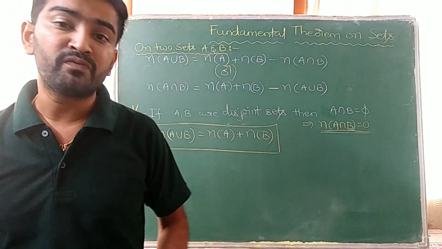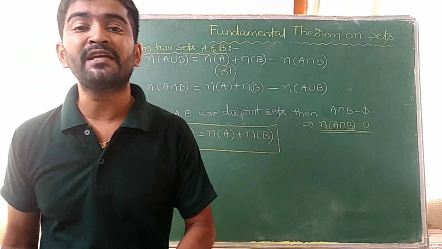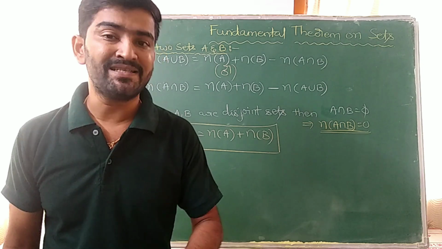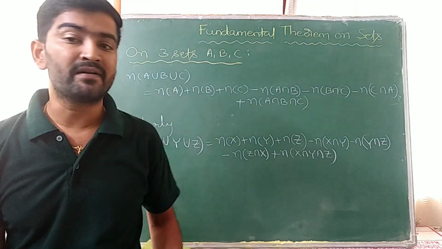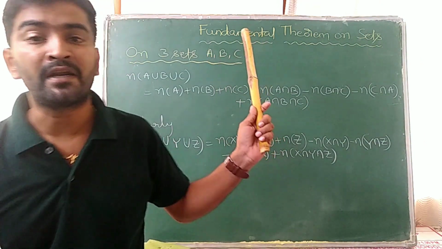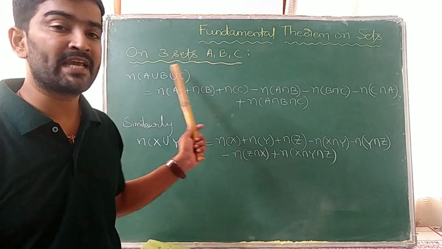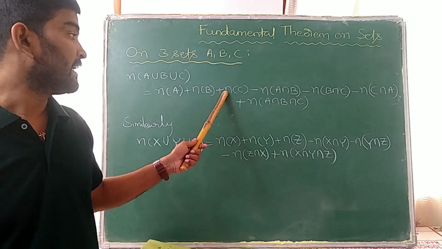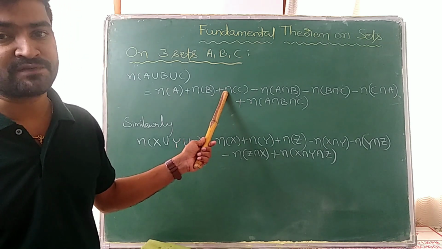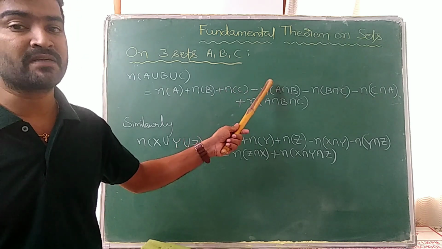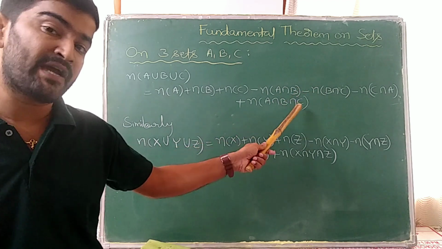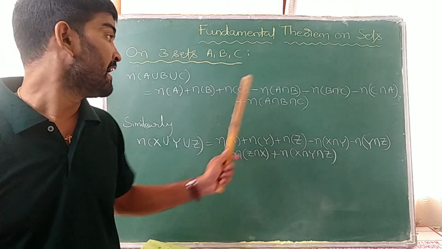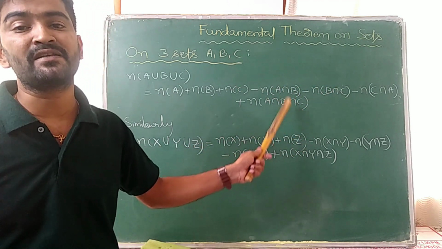Okay, now we will discuss the fundamental theorem of sets on three sets. Let A, B, C be the three sets. Then the fundamental theorem on sets for the three sets A, B, C is n(A union B union C) is equal to n(A) plus n(B) plus n(C) minus n(A intersection B) minus n(B intersection C) minus n(C intersection A) plus n(A intersection B intersection C).